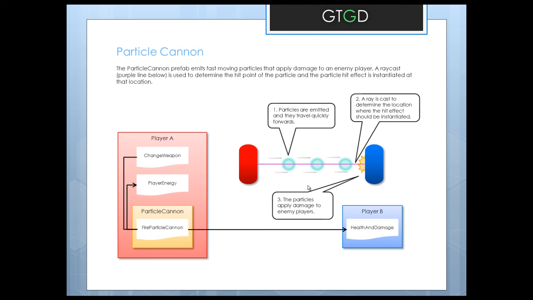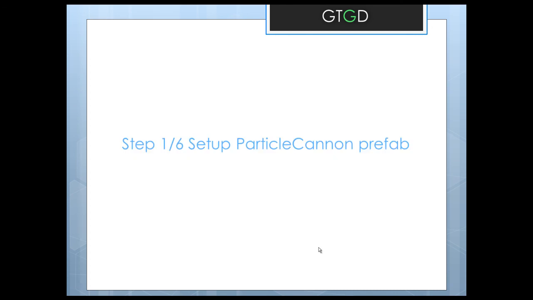Then after that, if it hits an enemy player, the particle will apply damage to that enemy player. So the script involved for the ParticleCannon is the FireParticleCannon script. It looks at the player energy script to deduct energy, and it can only fire if there's sufficient energy. It also looks at the change weapon script to see if it is the currently selected weapon. And of course, when the particles hit an enemy player, they talk to the health and damage script on that enemy player. Alright, so let's move on to our first step, which is to set up the ParticleCannon prefab.